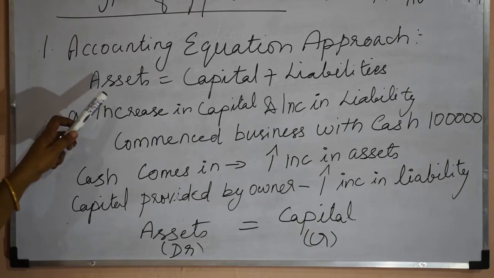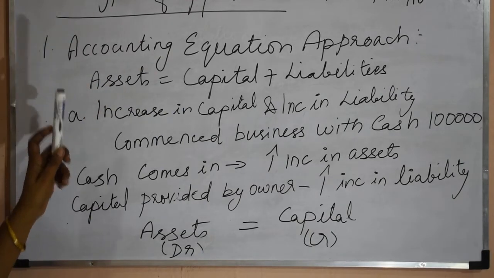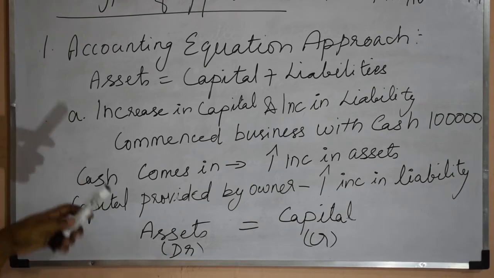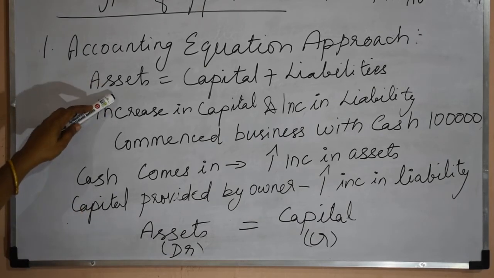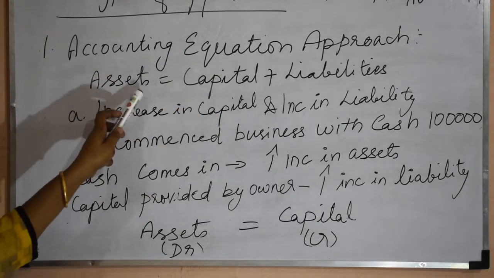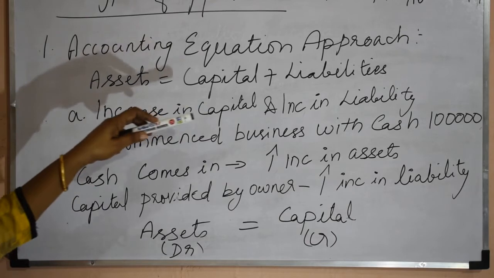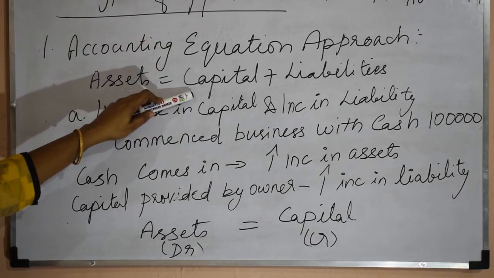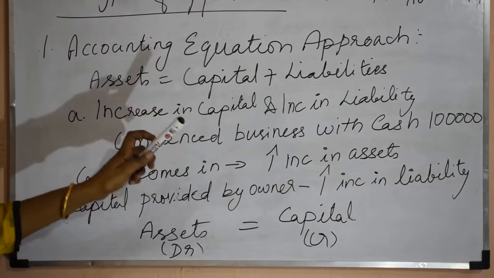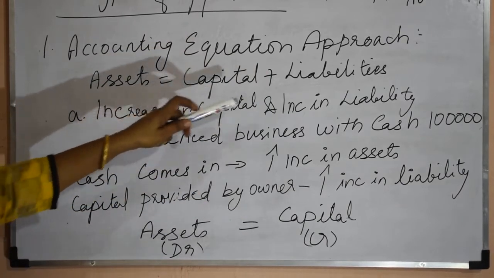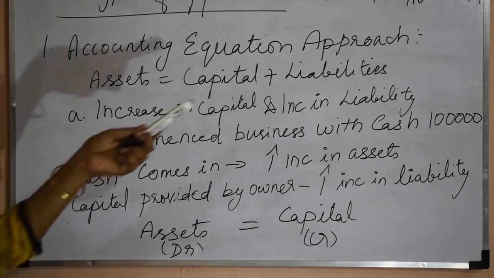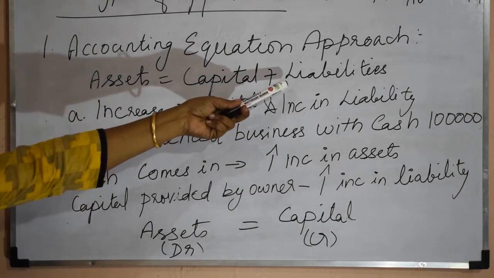This is a small mathematical equation, not that hard, and easy to remember. Assets equal to capital plus liabilities. Here capital is the owner's equity and the liability is the outsider's equity, or we can say creditors, bills payable, loans, those things come under the liabilities.